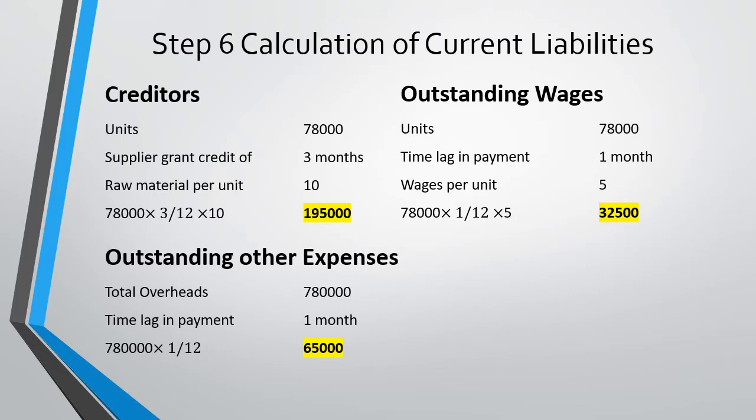Next, we don't have any other expenses. So that means we have to consider the total overheads. We have calculated total overheads in the beginning. So we'll be using the total overheads for calculating outstanding other expenses. So the time lag is 1 month. So it is 7,80,000 into 1 divided by 12. We get 65,000. So that is how current liabilities and current assets are calculated.